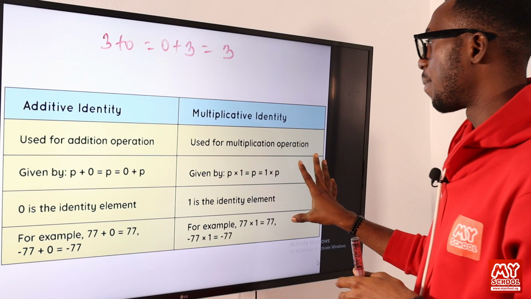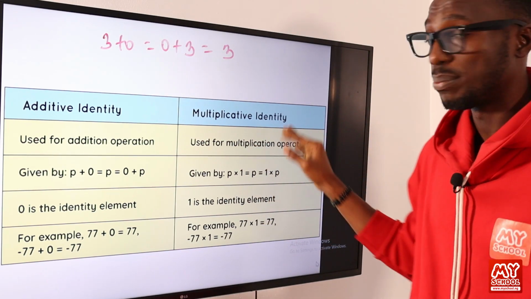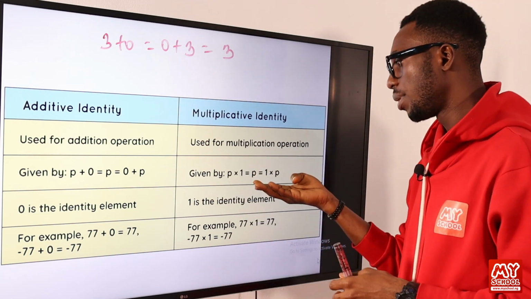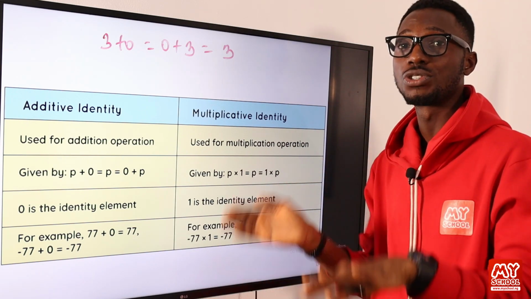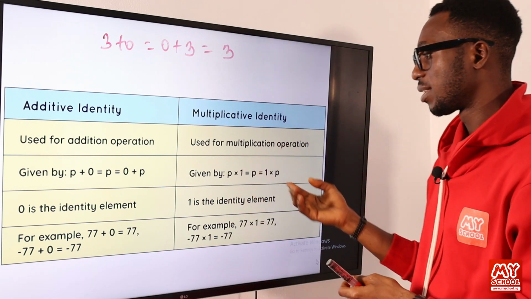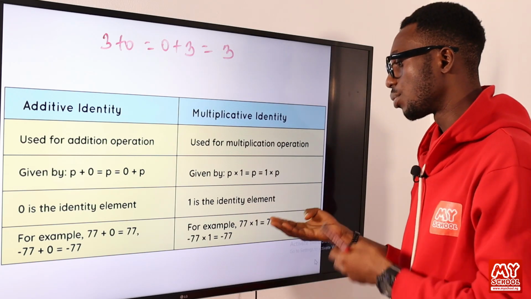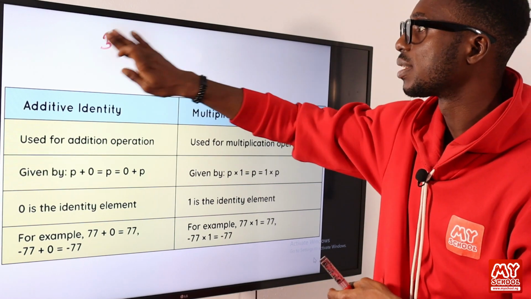So let's look at our multiplicative identity. It is used for the multiplication operation. P times 1 is still P. Or you can say 1 times P if you decide to change the order. So 1 is the identity element. For example, 77 times 1 should give you 77. Minus 77 times 1 should still give you minus 77.